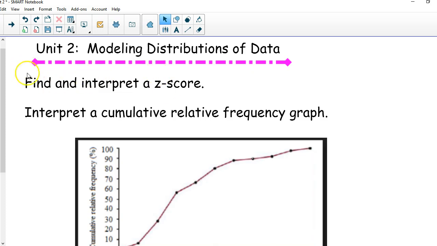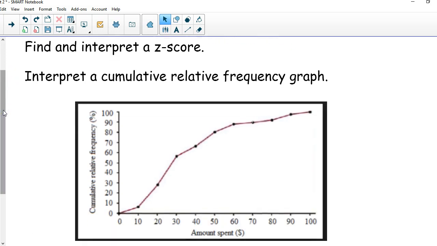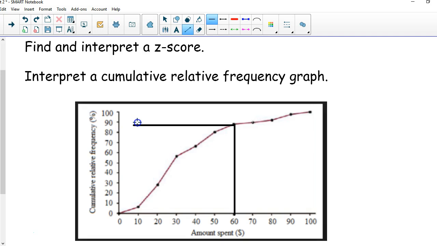Okay, so let's start right away with the cumulative relative frequency graph. You just need to know how to read it. So you may be asked, what percentile is $60 in? Well, $60 is right here. You go up, you go over, and you can see that the percentile that $60 is in is about 85 to 87-ish%. That means if there were 100 people in the room, 87 people spent $60 or less. Excuse me, I fumbled over my words a little bit there.